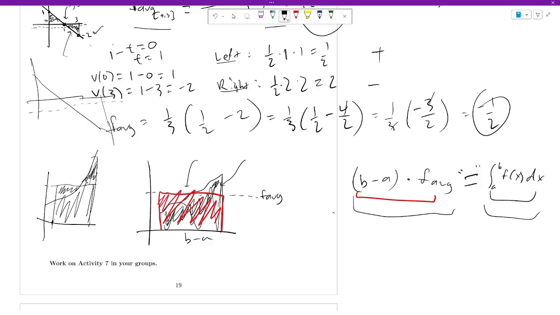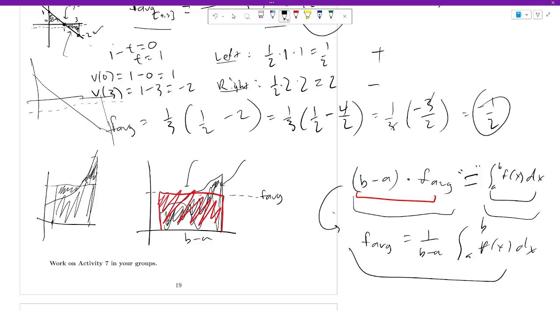Yeah, so that's a cool way to think about it. Notice I can rearrange this, right? If I believe that equation, I can just divide the right-hand side by b minus a, and now that's my average value formula. So the average value formula is the same thing as saying that the average value times the width is the same area, that the red is in fact the same area as the black. Okay, it's not really proof, it's just kind of a nice picture.